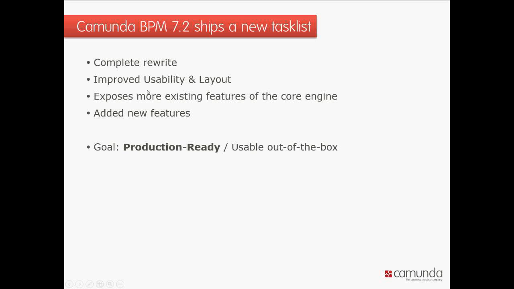While rewriting it, we obviously improved the usability a lot, and we improved the layout. We implemented a lot of new features, like filters. We will see that in a minute. We also took existing core engine features and tried to have them in the UI everywhere. With the 7.1 task list, a lot of the features in the core engine you could not see on the task list, and that led to a lot of people not knowing or not finding the features. So from now on, we try to expose every feature we have in the task list as well. That's a completely different goal, and that's why we rewrote it.